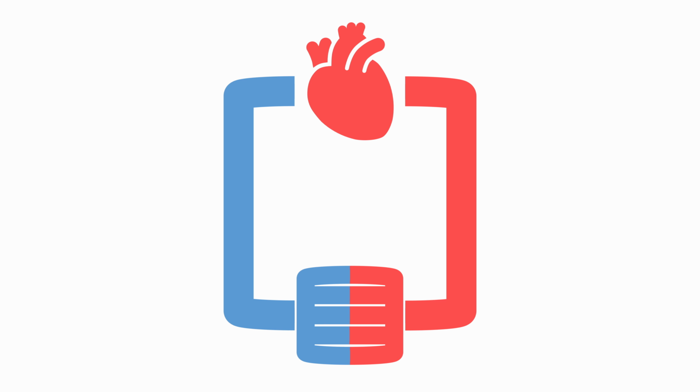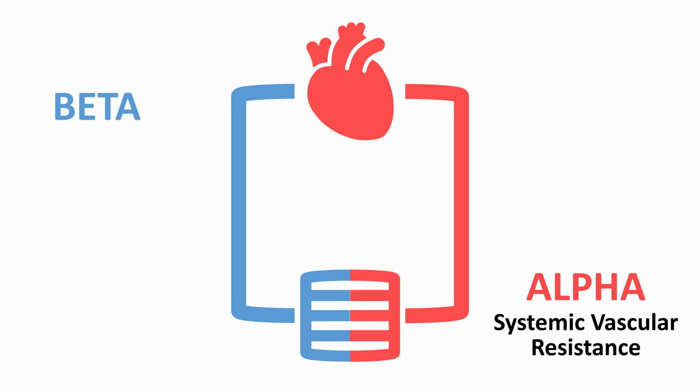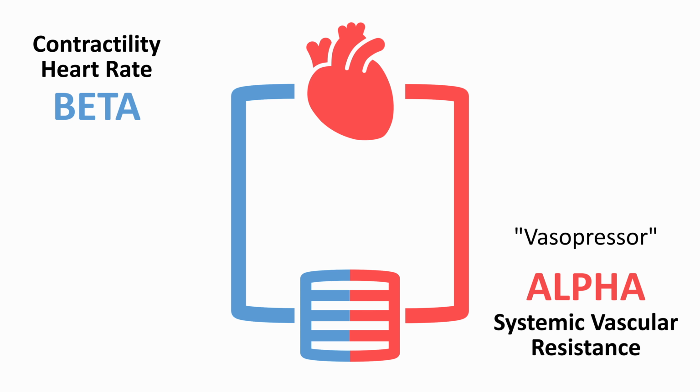In general, these drugs can do 2 different things to help out in shock. They can provide alpha stimulation to constrict the blood vessels and increase systemic vascular resistance, or they can provide beta stimulation to increase heart rate and increase contractility. Strictly speaking, a drug with an alpha effect is called a vasopressor, and a drug with a beta effect is called an inotrope, but most of the drugs we'll use do a little bit of both, so you'll probably hear most people just call everything a vasopressor.